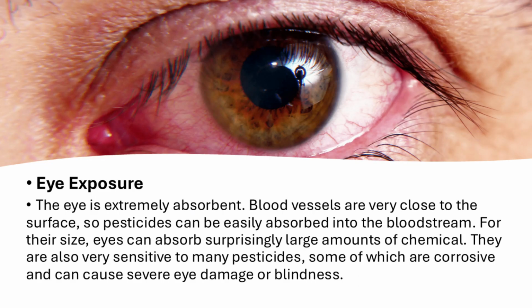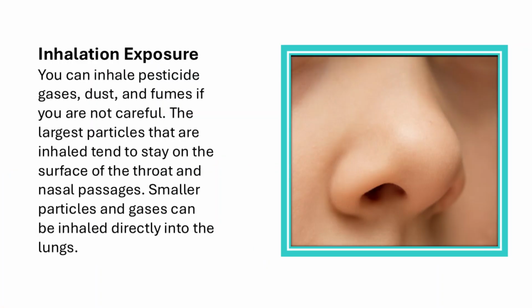Eye exposure. The eye is extremely absorbent. Blood vessels are very close to the surface, so pesticides can be easily absorbed into the bloodstream. For their size, eyes can absorb surprisingly large amounts of chemical. They are also very sensitive to many pesticides, some of which are corrosive and can cause severe eye damage or blindness. Inhalation exposure. You can inhale pesticide gases, dust, and fumes if you are not careful.